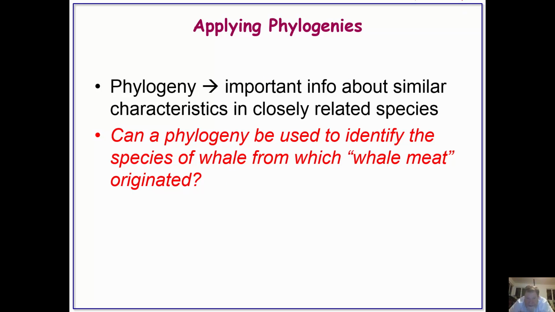Again, phylogeny is important because we're looking at similar characteristics in closely related species. Why would we want to do this? Well, if you go to a grocery store today, there are certain endangered whales, and for the most part, you can't tell the difference in whale meat. Actually, how many of you have gone to the store and bought some white fish, and it was tilapia? How do you know it was tilapia?